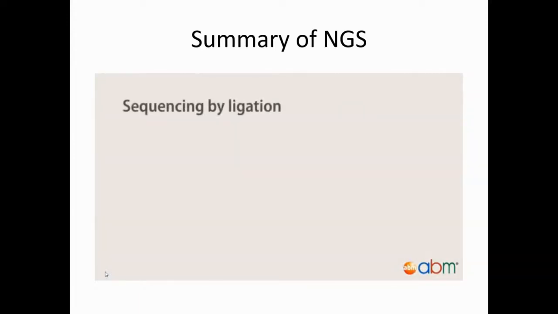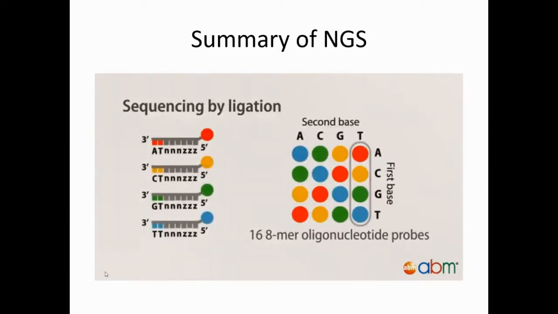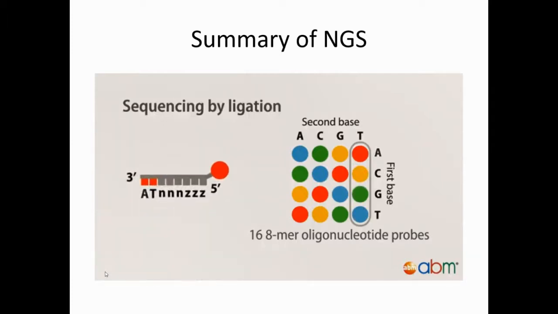Sequencing by ligation is different from the other 2 methods since it does not utilize a DNA polymerase to incorporate nucleotides. Instead, it relies on 16 octamer oligonucleotide probes, each with one of 4 fluorescent dyes attached to its 5' end, but are ligated to one another. Each octamer consists of 2 probe-specific bases and 6 degenerate bases.